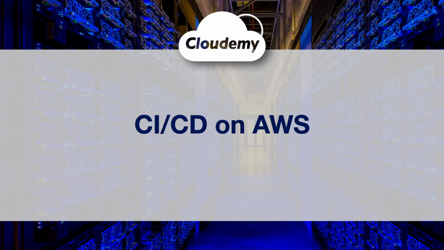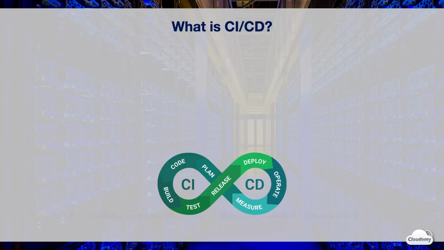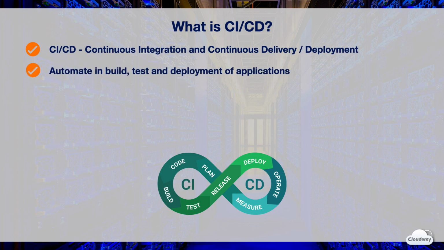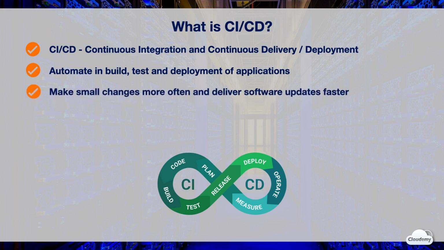In this episode, we're gonna look at CI/CD on AWS. CI/CD refers to a combined practice of continuous integration and continuous delivery or deployment for software development. CI/CD bridges the gaps between development and operation activities and teams by automating the build, test, and deployment stages of applications. The key goals of CI/CD are to improve software quality, find and address bugs more quickly, and reduce the time to market by making small changes more often and delivering software updates faster. AWS offers several CI/CD services that automate the build, test, and deployment pipeline based on the release model you define.